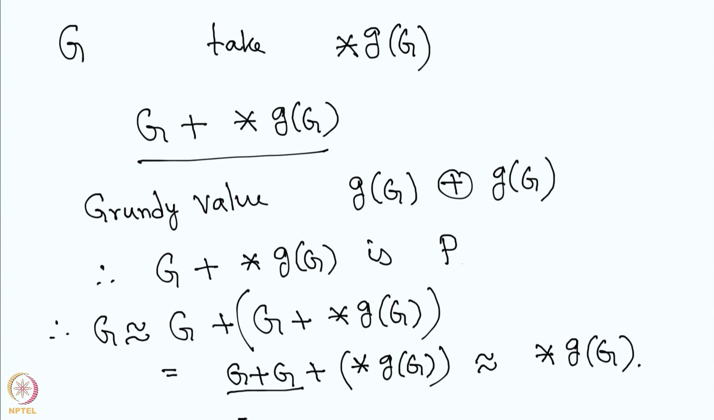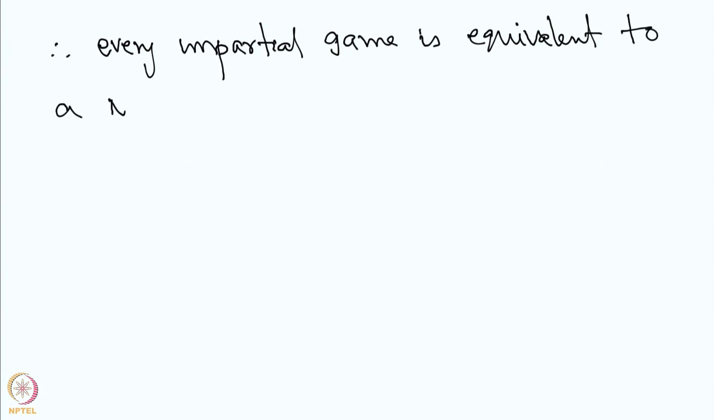So therefore any game is equivalent to a NIM game. So this is basically the consequence of the Sprague-Grundy theorem. So therefore every impartial game is equivalent to a NIM game. So this immediately implies that if we know how to play a NIM game, we can always play any impartial game by using this Sprague-Grundy theorem. This tells us why this Sprague-Grundy theorem is a very, very important theorem, and in fact it characterizes every impartial game in a way.